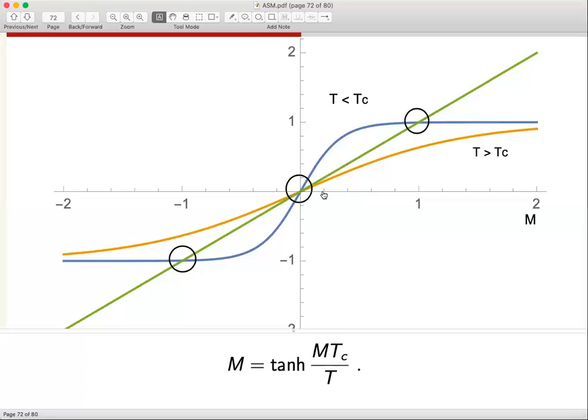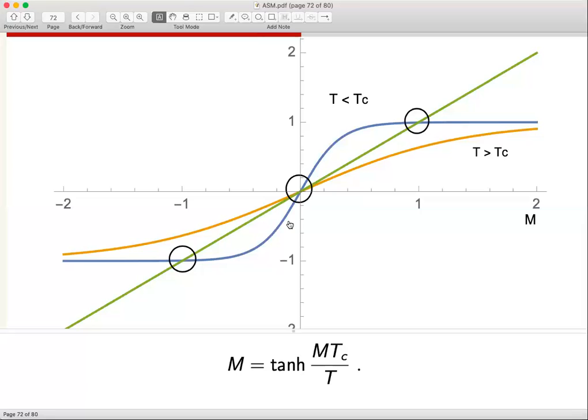That it is a paramagnetic phase is clear. It still has this tan hyperbolic behavior. But if T is less than Tc, then the argument of tan hyperbolic is larger than 1 multiplied by m. So it will be alpha m, where alpha is larger than 1. If it is larger than 1, then the slope of the line, let's say this turquoise line, is larger than 1.